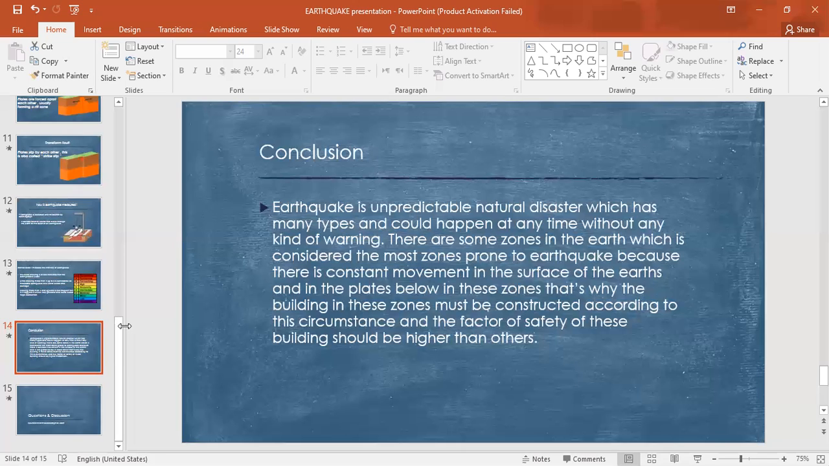So we have an idea about the types of earthquake. There are three major types: convergent boundary, divergent boundary, and transform fault. Also, we know how earthquakes are measured by seismographs or seismometers and the Richter scale. Also, we discussed the precautions that we have to follow during and after earthquake.